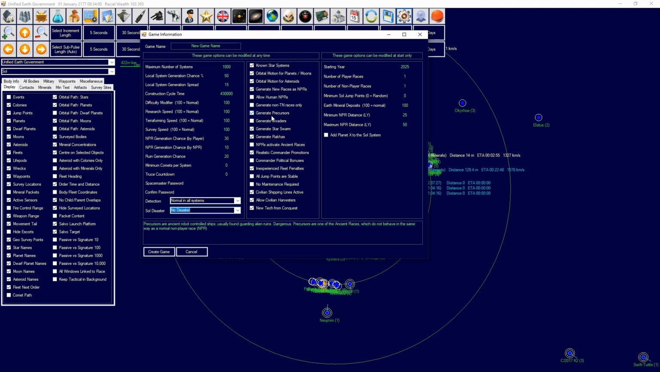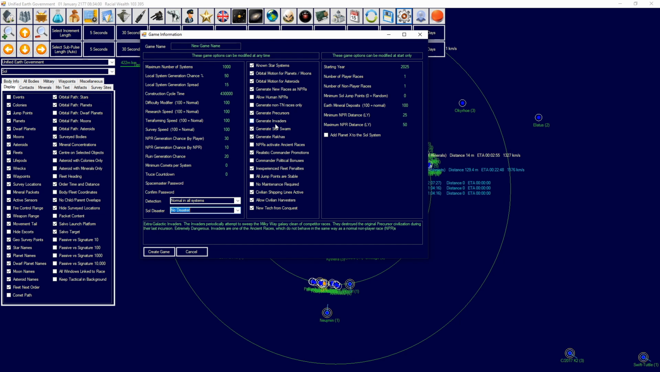Precursors are on planets, and they usually are found guarding alien ruins. They are very dangerous. They usually have better tech than you start with, and they do not behave the same as an NPR. They usually never venture out, and they only stick to that planet. Invaders are not implemented yet. They use wormholes in VB6 anyway. I'm not sure how I'll do it in this one, in C+.